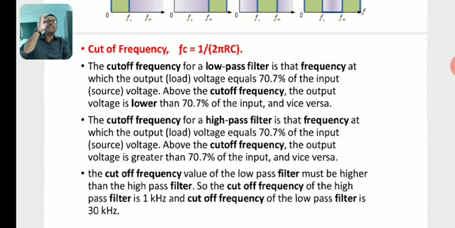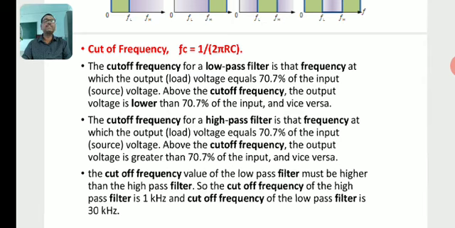The cutoff frequency for a high pass filter is that frequency at which the output voltage equals 70.7% of the input voltage. Above the cutoff frequency, the output voltage is greater than 70.7% of the input, and vice versa.